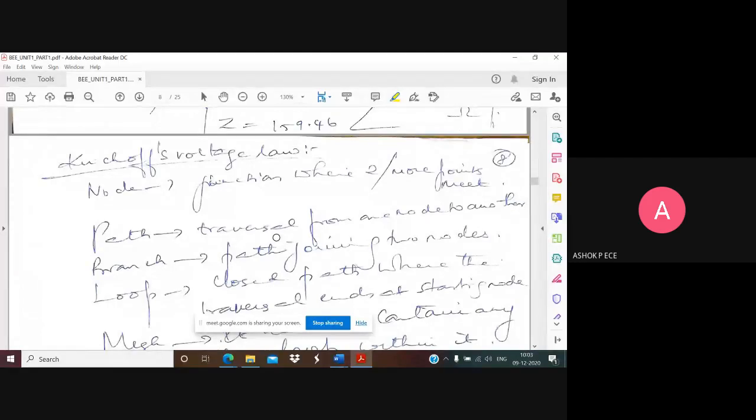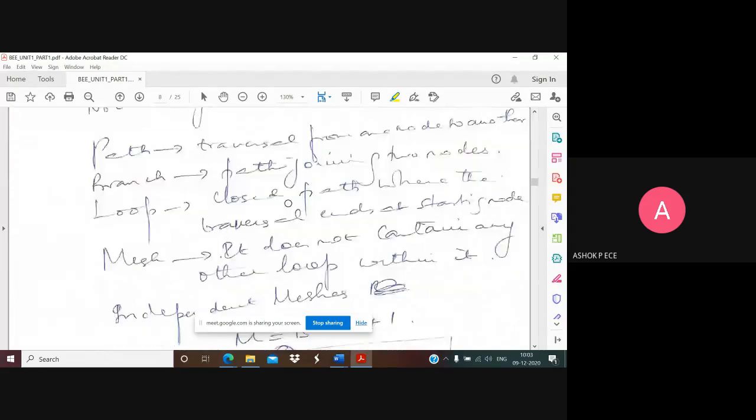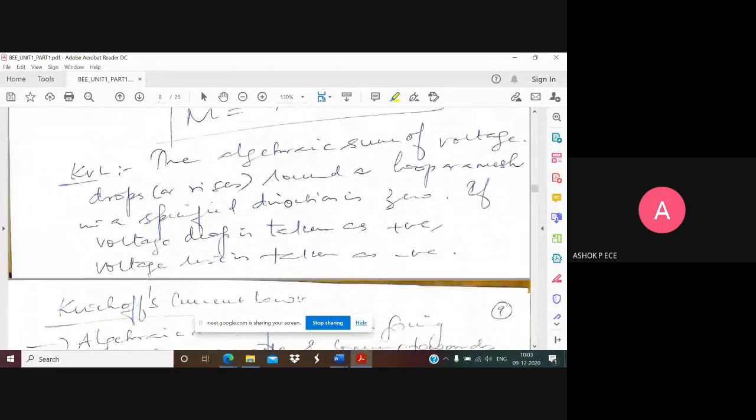So the next topic is Kirchhoff's voltage law, also called KVL. I'll say the statement of KVL. The algebraic sum of voltage drops or rises around a loop or mesh in a specified direction is 0. Kirchhoff's voltage law says if you add all the voltages inside a circuit in a specific direction, the sum is going to be 0. That is the real interpretation of Kirchhoff's voltage law.